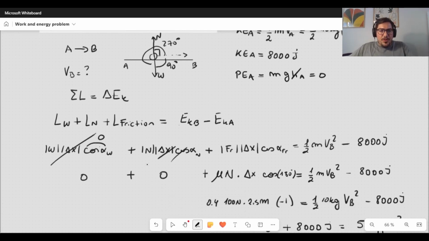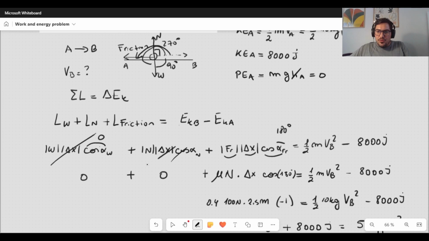And we have the work of the friction. The work of the friction is not 0. Check that friction points to the left. Okay, friction is in this direction. So the angle that we must consider is this one, 180. The ball is rolling to the right, the friction is to the left, 180. So now we replace absolute value of the friction, absolute value of the displacement, cosine of 180.